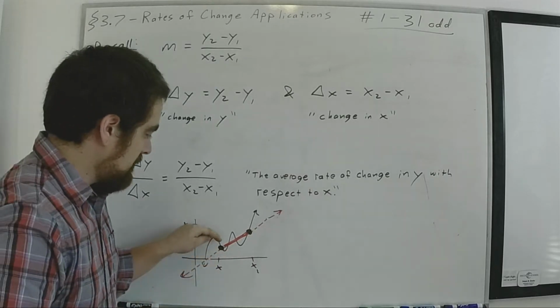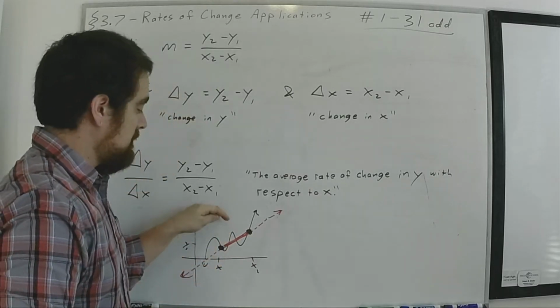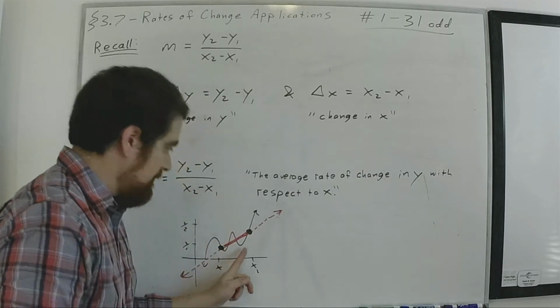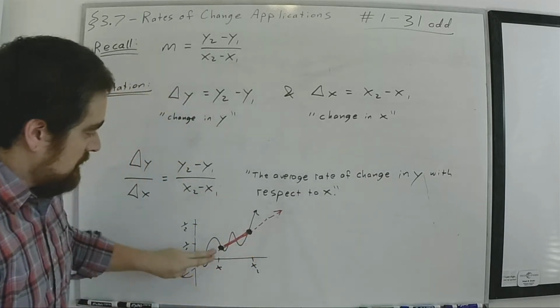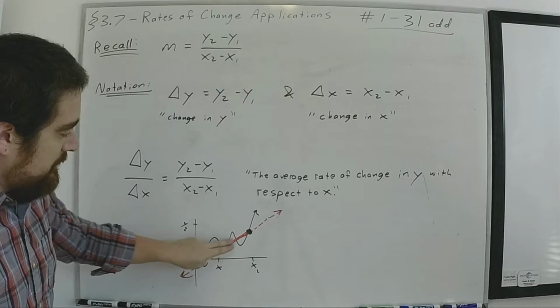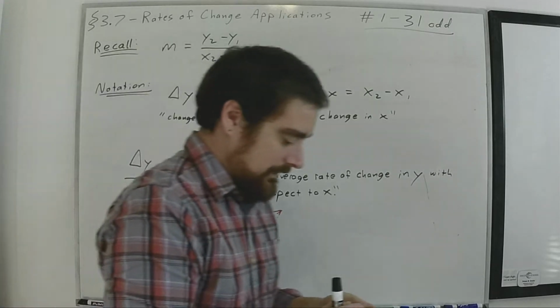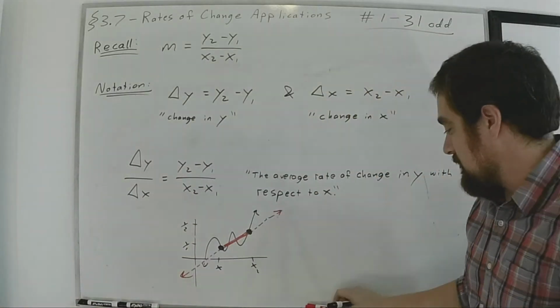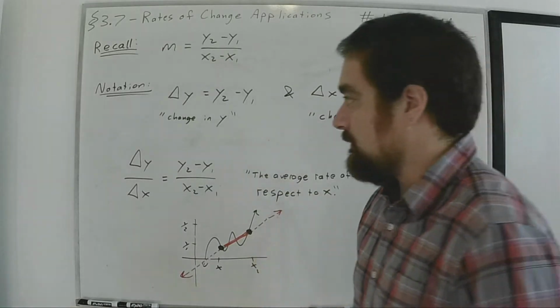But notice that that doesn't tell the whole story. It doesn't tell us that the function decreased, then increased, hit a maximum, then decreased again, hit a minimum, then increased again. It just tells us the broad picture of we used to be here, now we're here. And so again, average rate of change. Average meaning taken over some sort of interval.